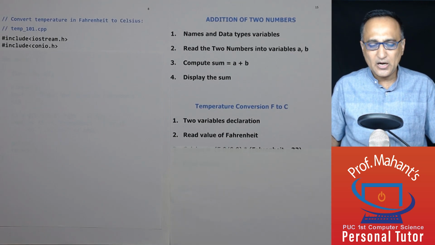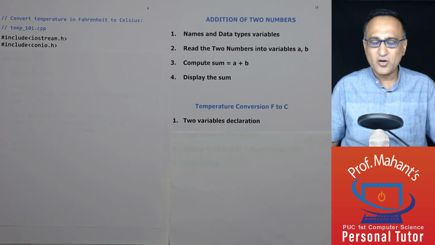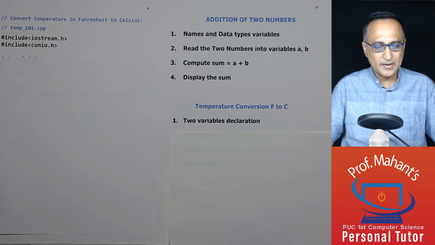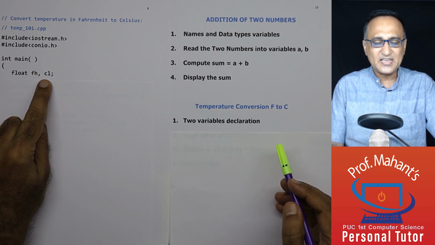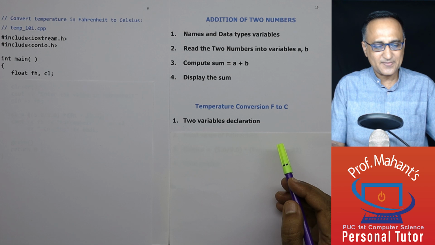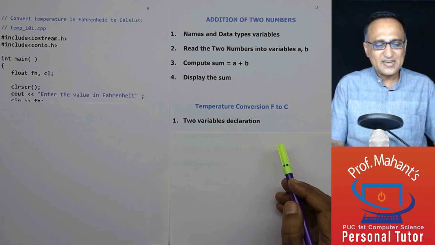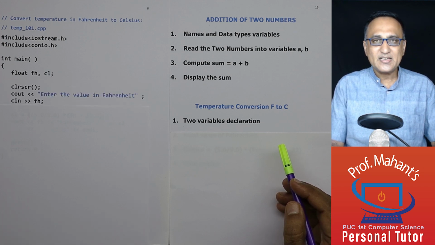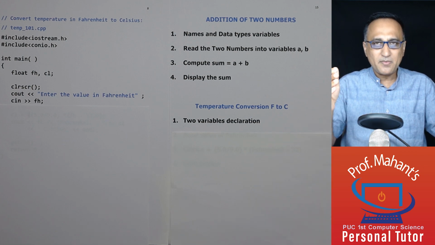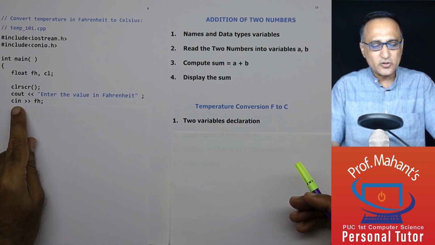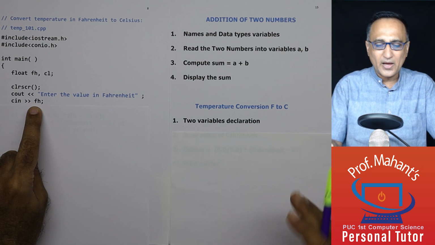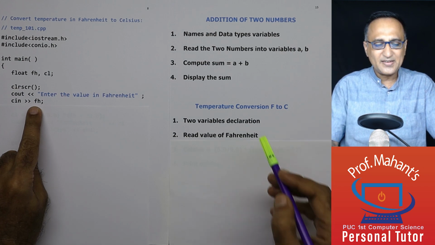Now let's take a look at how this logic is converted into a program. So step number 1, as I told you, I am declaring two variables, FH to hold the value of Fahrenheit, CL to hold the value of Celsius. I am clearing the screen so that I am able to start afresh and see only the output of the current program or the input of the current program on the screen. Enter the value in Fahrenheit. So using cin, I am reading a value into a variable called Fahrenheit.